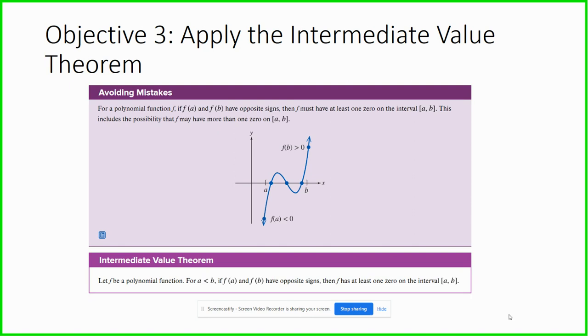If I plug it in and I get 2 positives or 2 negatives, I cannot determine if it ever did cross the 0. It might have, but I cannot determine that because it could just have been right on the bottom, stayed there. Right? So that's basically what the intermediate value theorem states.